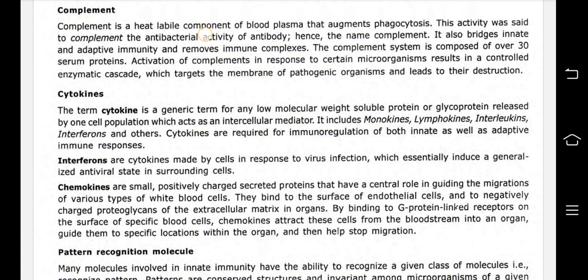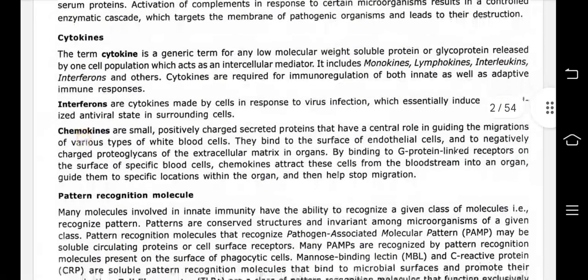Interferons are cytokines made by cells in response to virus infection, which essentially induce a generalized antiviral state in surrounding cells. Then chemokines. Chemokines are small, positively charged, secreted proteins that have a central role in guiding the migrations of various types of white blood cells.